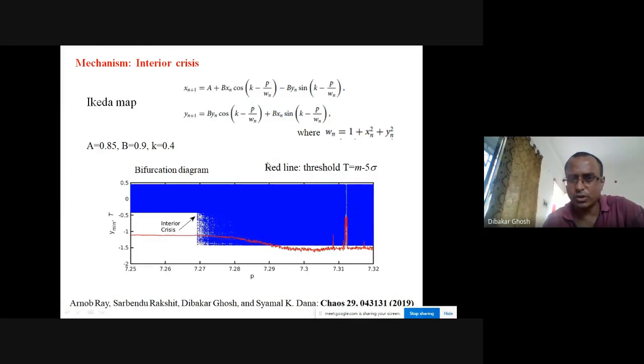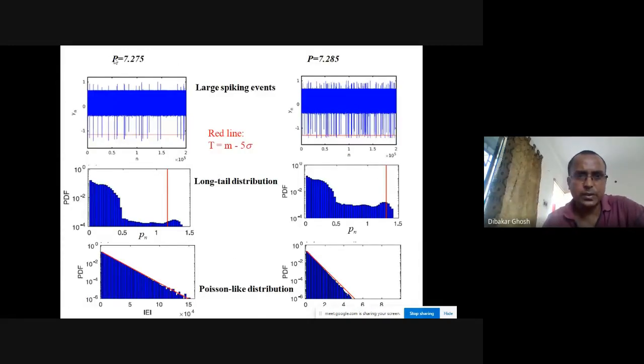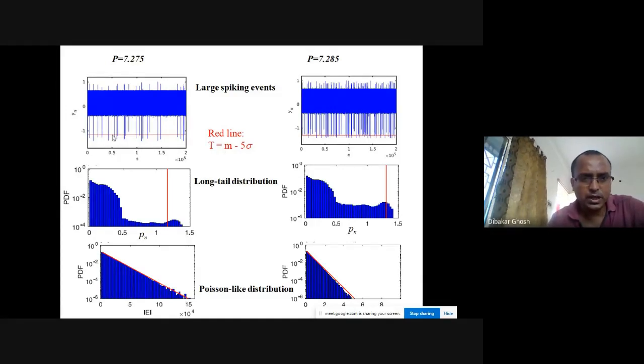The red line is the threshold, using peak over threshold, mean minus 5 times standard deviation. We see that P equal to 7.2 is the value we have taken here. This is a time series where the red line is the threshold using peak over threshold. The data below this red line we consider as extreme events. We collect this data and the height of this data, and if we see the distribution, we can see that the distribution is bounded tail, and that is a Weibull type of distribution.